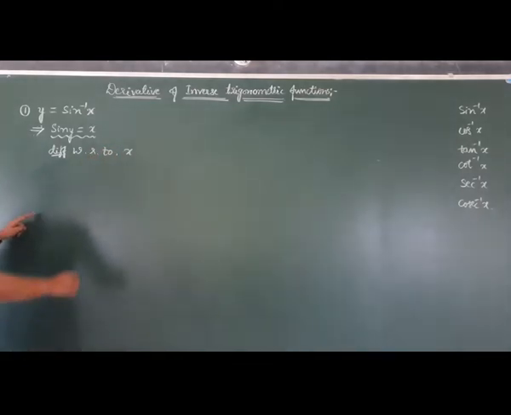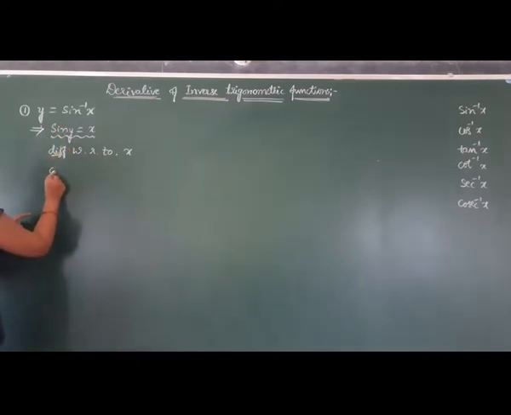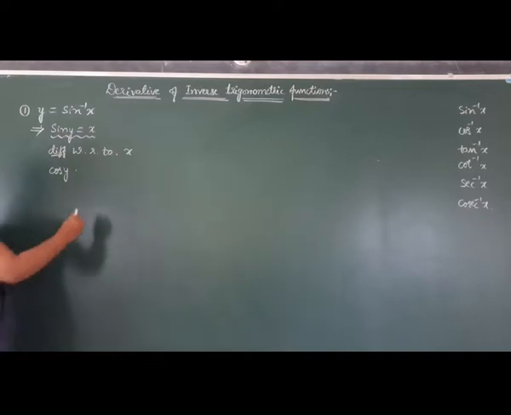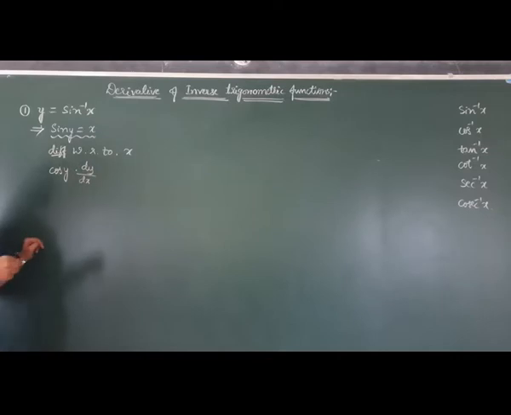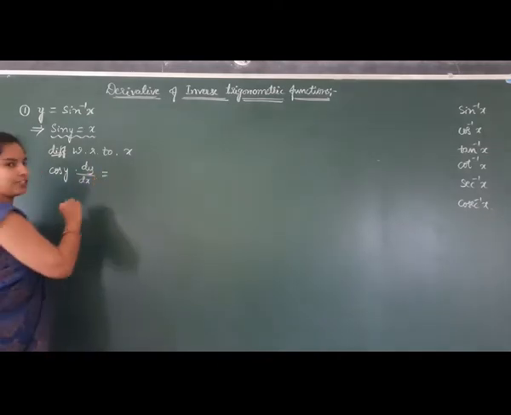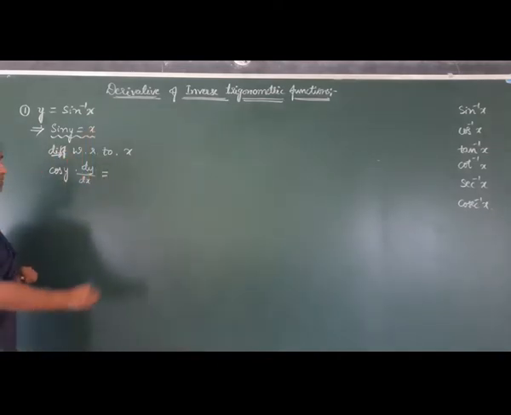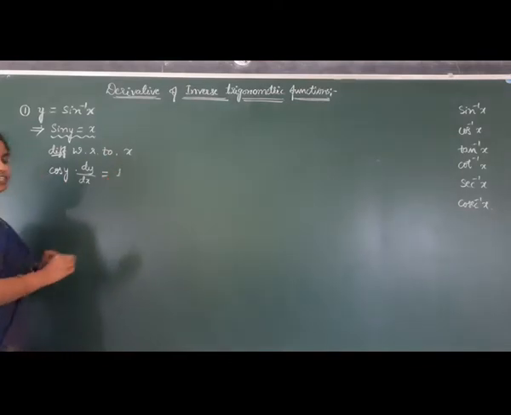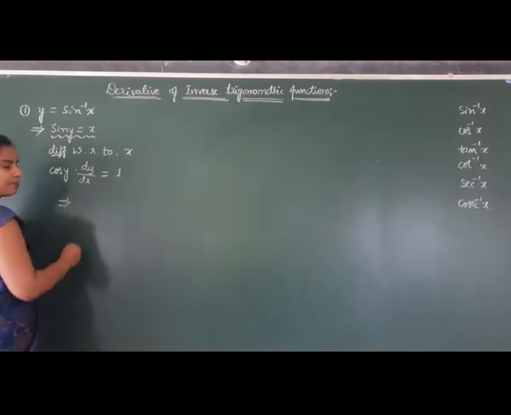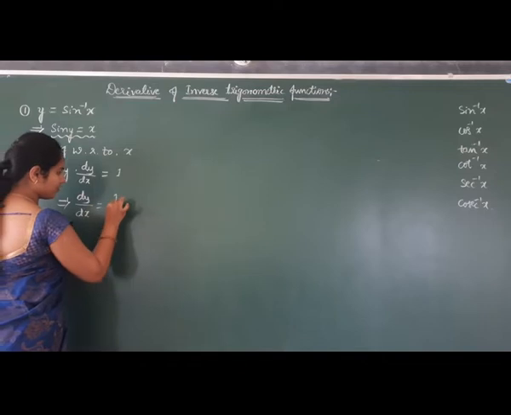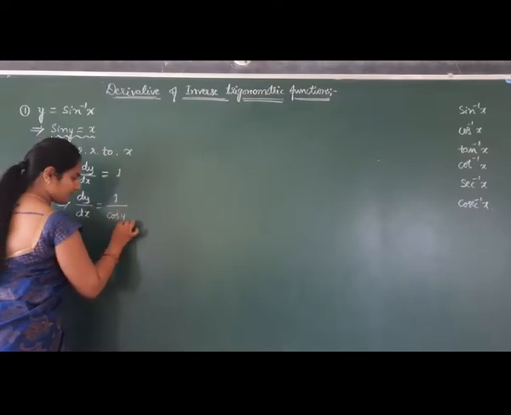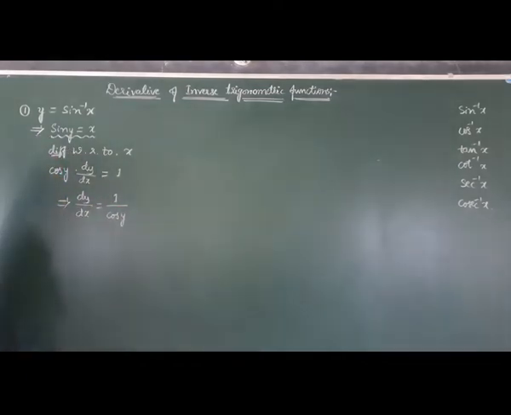So then derivative of sin y is cos y into derivative of y with respect to x, which is dy by dx. So this is equal to derivative of x, which is 1. Okay. So this implies dy by dx is equal to 1 divided by cos y.